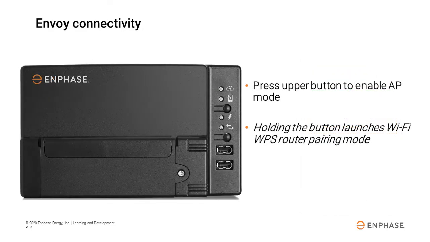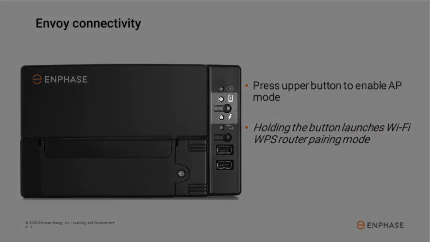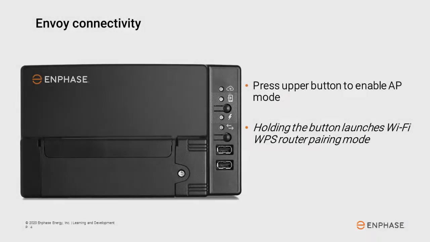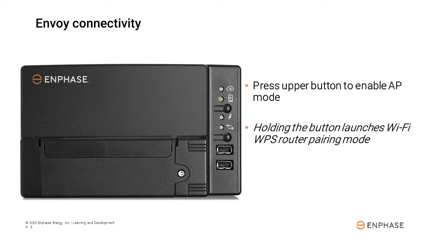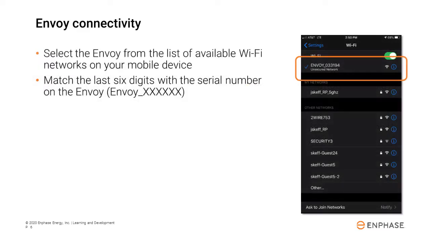To enable AP mode on the Envoy, briefly press and release the Envoy AP mode button on the face of the Envoy. The AP mode LED will turn green, indicating that the Envoy is in AP mode. Now that AP mode is enabled on the Envoy, it is broadcasting a wireless network that you can join. Connect to the Envoy's wireless network just as you would connect to any other Wi-Fi network.